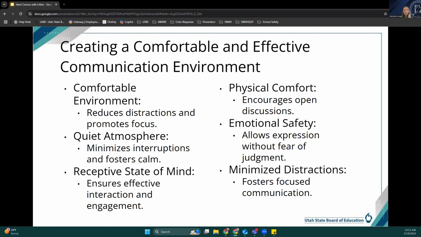More on creating a comfortable and effective communication environment. So we want to include choosing a quiet atmosphere to minimize interruptions and ensure that a child is in a receptive state of mind. Both physical comfort and emotional safety are crucial as they encourage open communication and allow children to express their thoughts and feelings without a fear of judgment.